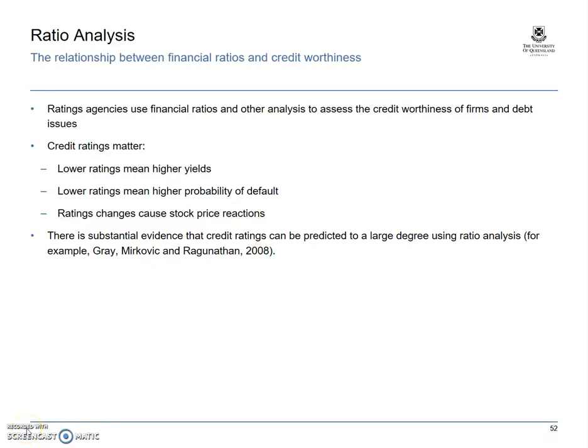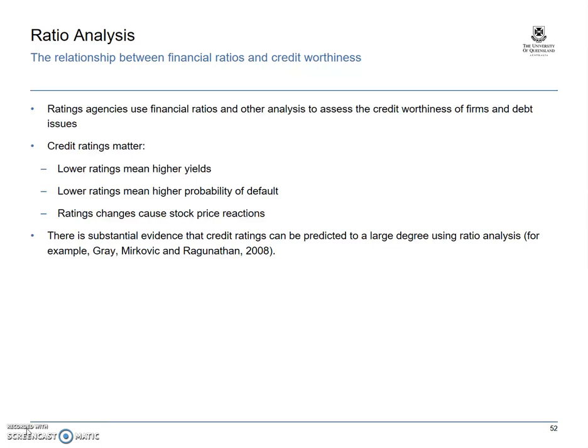In our final video for debt and credit, we'll be looking at a number of the final issues with regards to credit analysis. The relationship between the financial ratios and credit quality matters, and we can see that lower credit ratings will mean higher yields, which we would expect, given that lower credit ratings are predictive of higher levels of default or a higher probability of default.